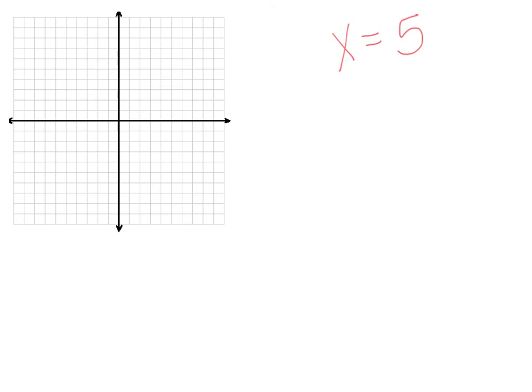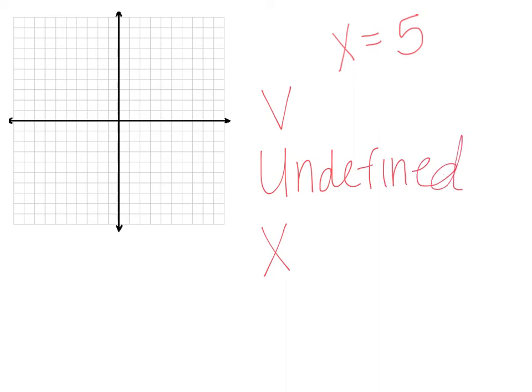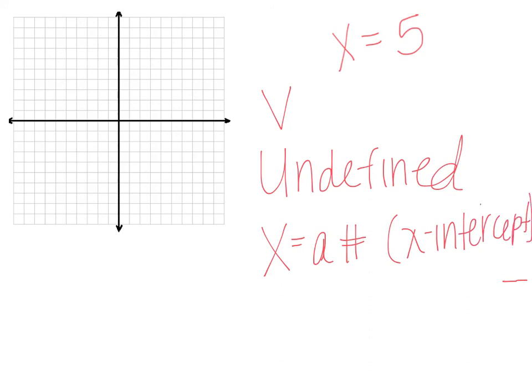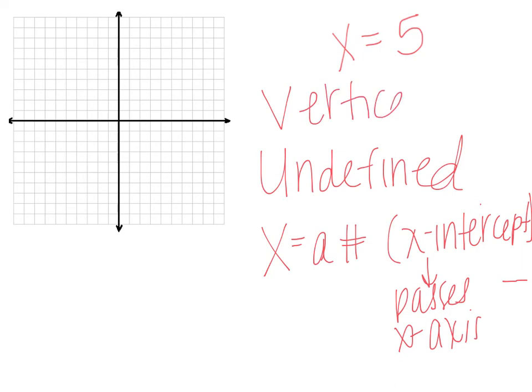Let's try one more. Let's try x equals 5. Now, this one I have another acronym just like HOI, but it's called VUX. V-U-X. And you learned another type of slope. We had a positive slope, a negative slope, a 0 slope, and an undefined slope. So that U stands for undefined. X is going to stand for x equals a number, or you can think of this as your x-intercept. And just like the y-intercept, this is where it passes the x-axis. And then the V stands for vertical line.